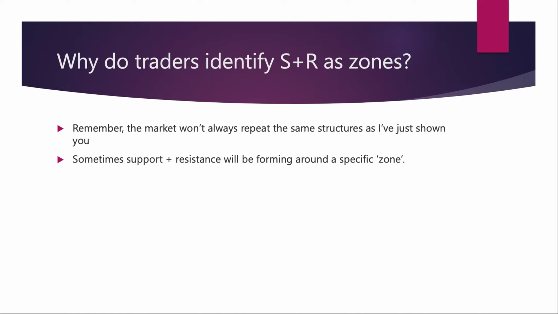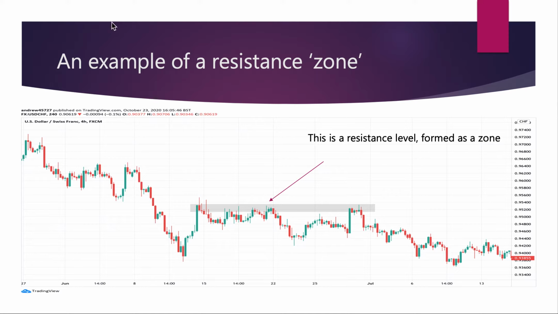So here's an example of a resistance zone right here. You can quite clearly see this is a level of resistance where price sat around that 95,000 level, sitting around that 95,000 to 95,400 level. That is the resistance zone there.